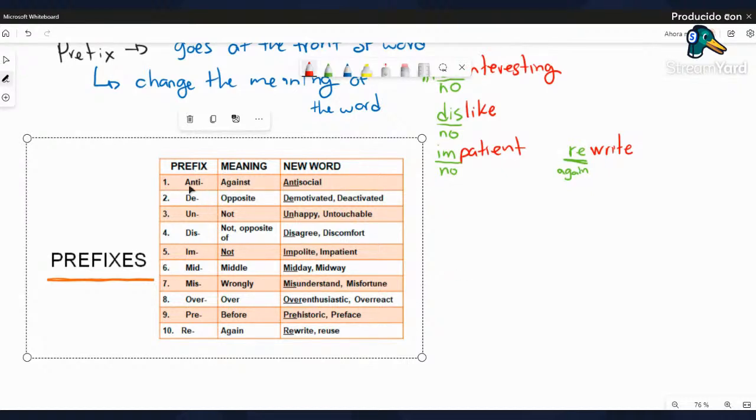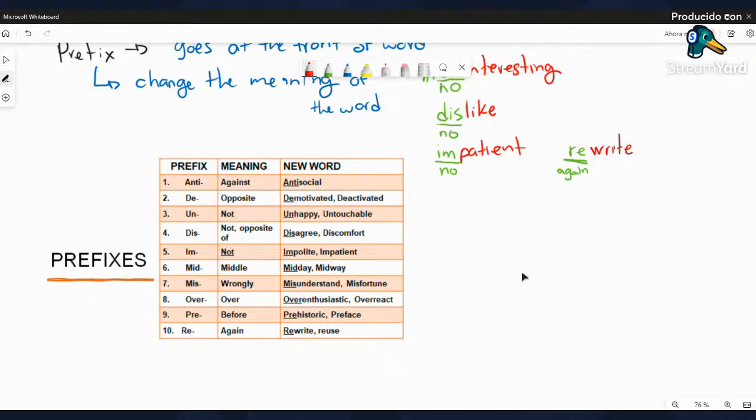As you can see, there we have "anti," for example, here. The meaning of this prefix is against, right? Antisocial, for example. Yes, antibiotic, for example. That can be another example of "anti." Yes, when I have "de," it's the opposite of that word. For example, if a person is motivated, so you are demotivated. So it's the opposite of being motivated. Yes, deactivated. So instead of activating it, you are deactivating whatever device you have.